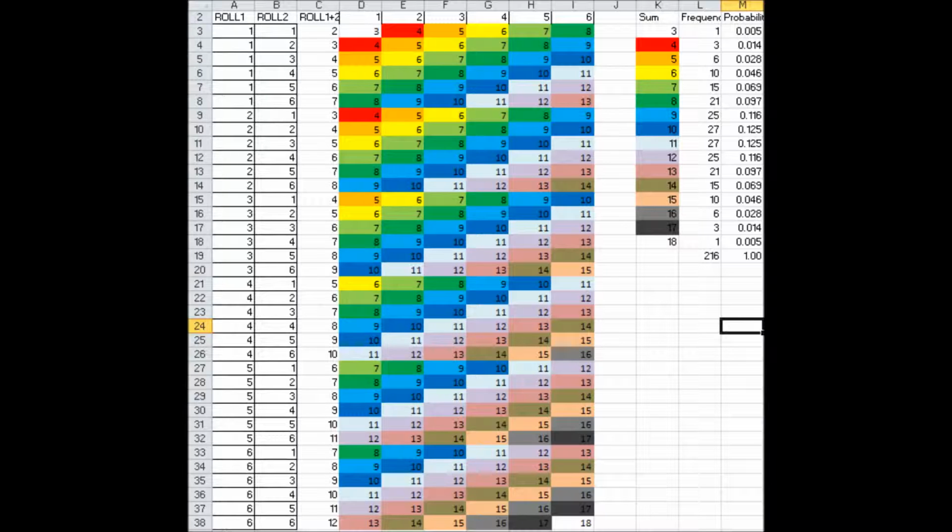As seen in the sample space, the sum of 9 had a probability of 25 out of 216. On the other hand, the sum of 10 had a probability of 27 out of 216. Though it was a very small difference, they're clearly not equal.